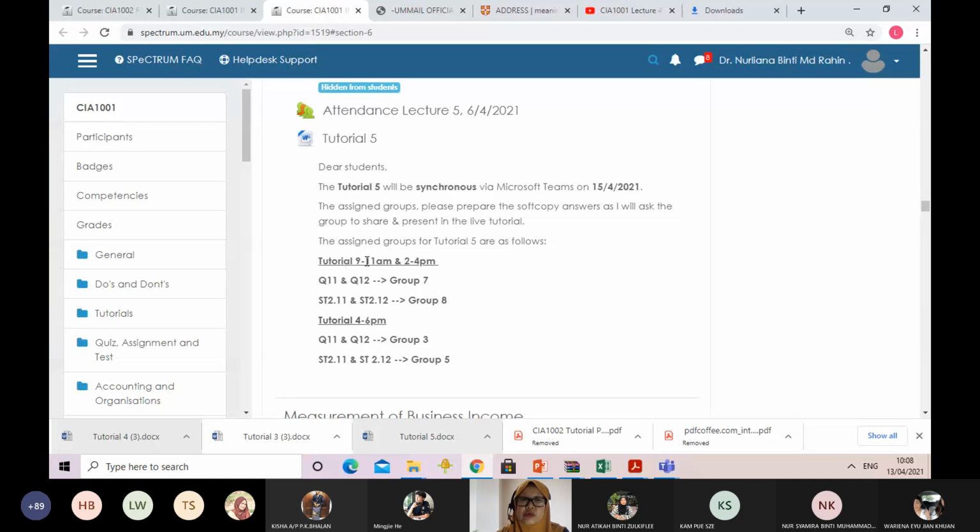For tutorial 9 to 11 and 2 to 4, the questions are assigned to group 7 and 8. And for tutorial 4 to 6, questions are assigned to group 3 and 5. So prepare the answers, but you do not need to paste the answer in the tutorial notebook yet. So you just prepare the answers first before the class.